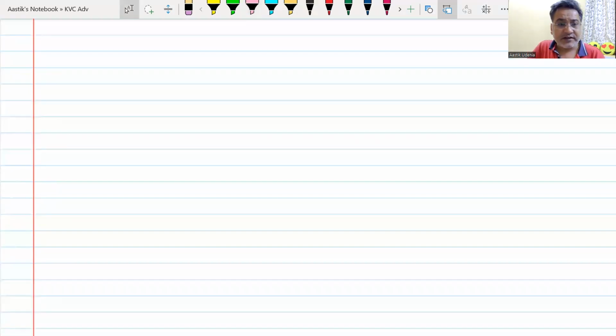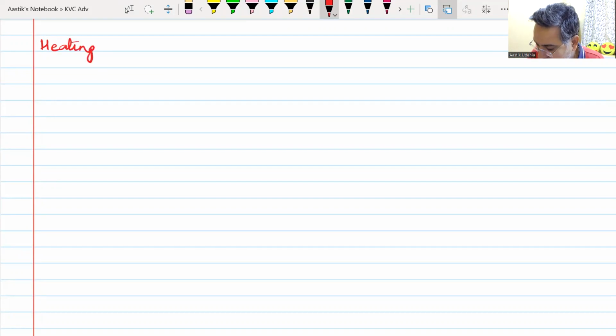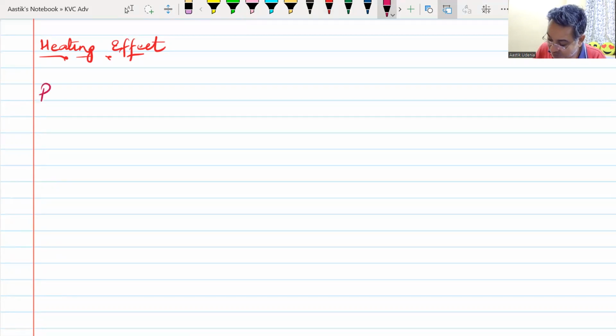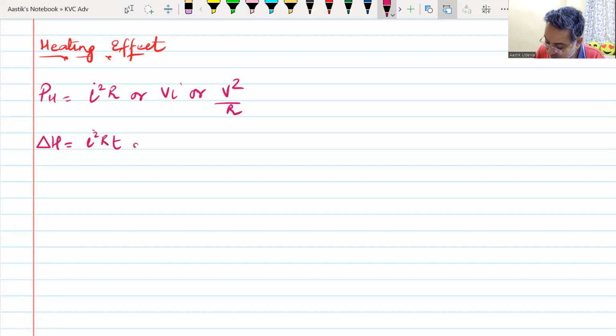We have already seen that in a resistor, whenever current flows, energy is lost in the form of heat. Yes or no? Yes, sir. The power which is lost in the form of heat can be found out using I square R, or VI, or V square by R. Yes or no? Yes, sir. Similarly, the heat loss delta H or delta Q will be I square R T, or V I T, or V square by R into T. Do we understand this?